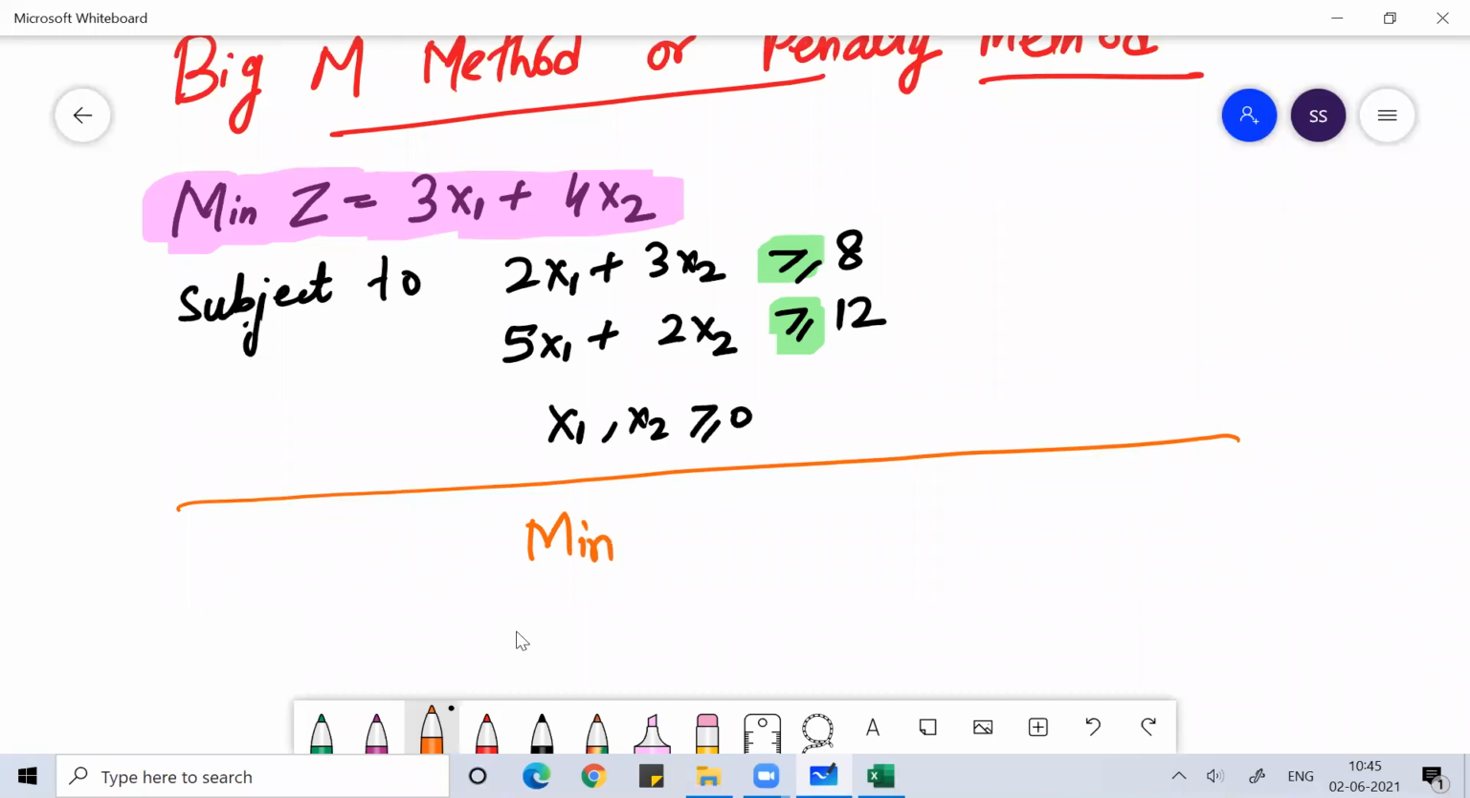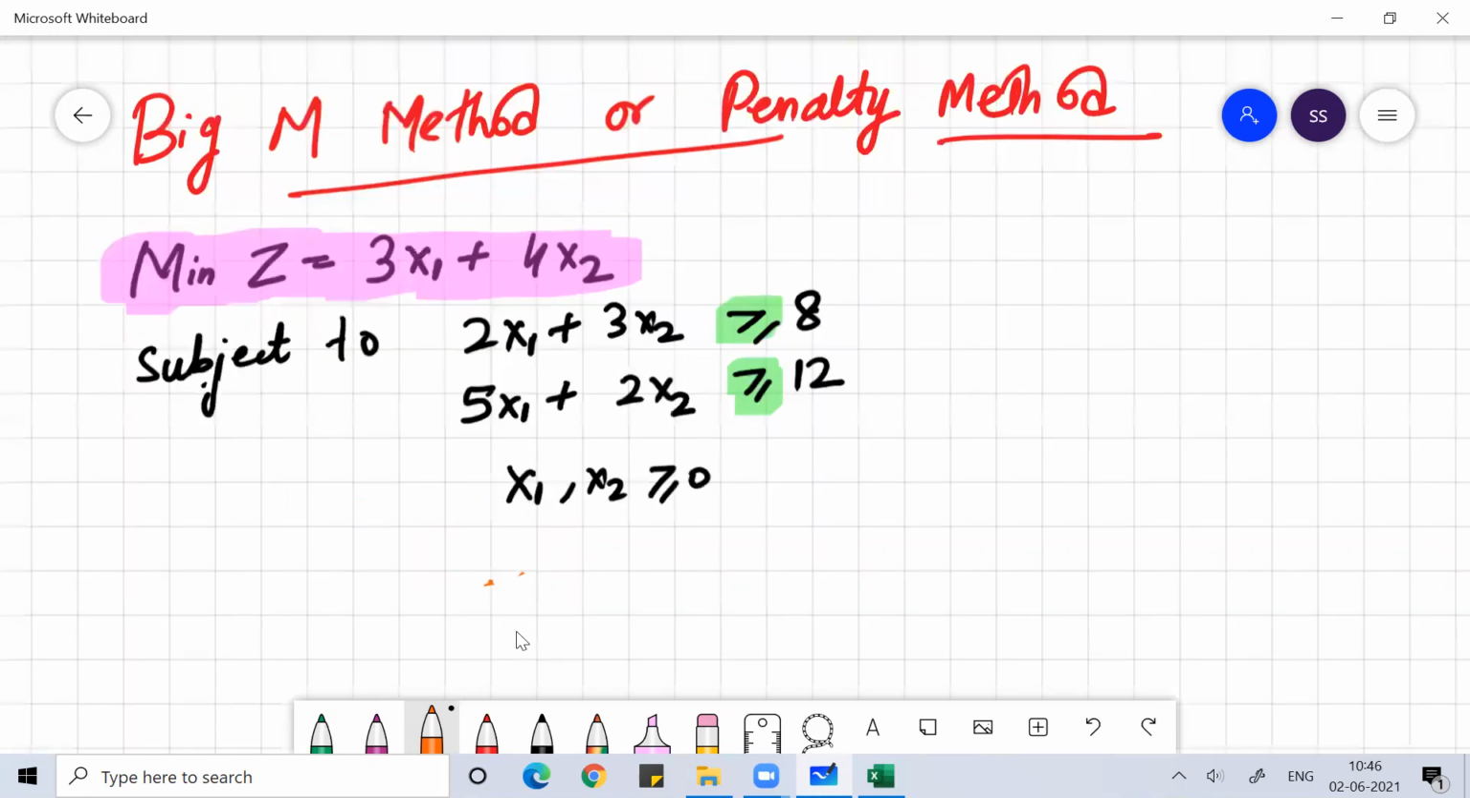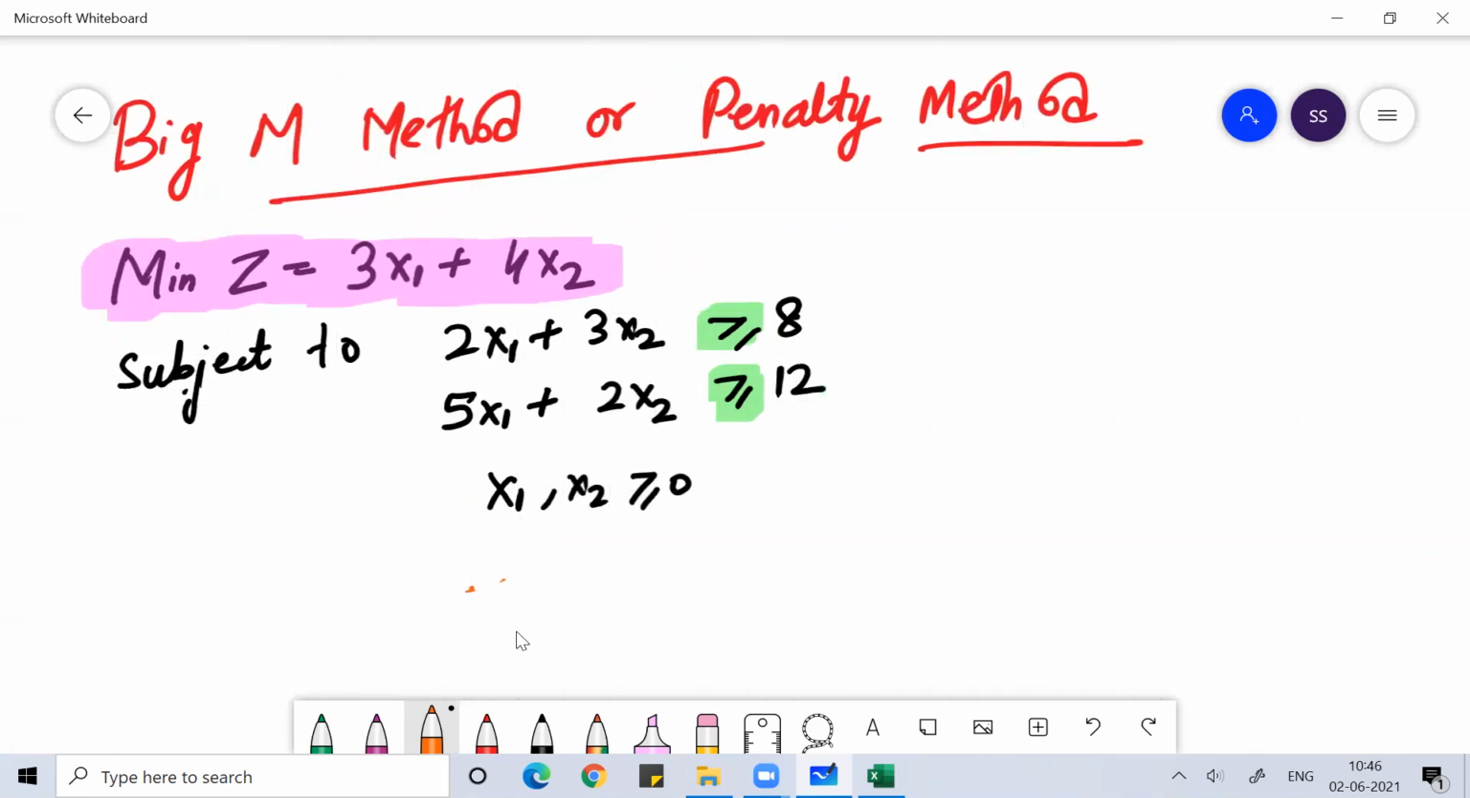Here you have minima of z, that is your objective function, equal to 3x1 plus 4x2. So what you need to do, guys, is convert this minima objective function into a maxima function. How will you convert it? By changing its sign. By changing its sign, you can convert this minima to maxima. So in order to solve the LPP problem by the simplex method, your objective function should be in the form of maxima. If you see your objective function in some other form, make sure you convert it into maxima form. Please do not forget this part.